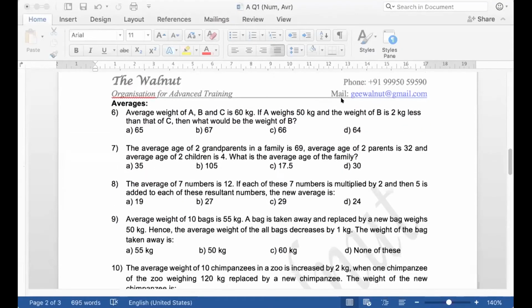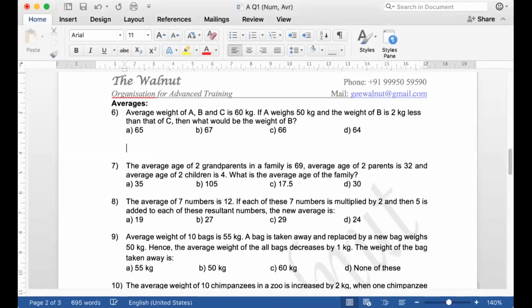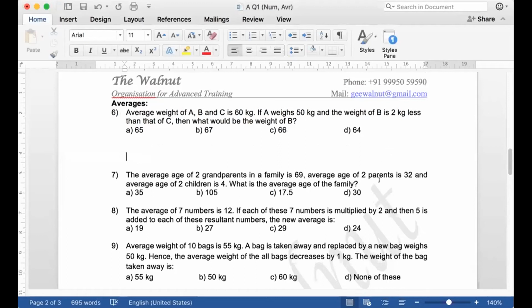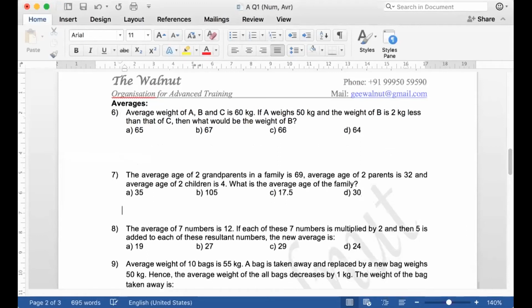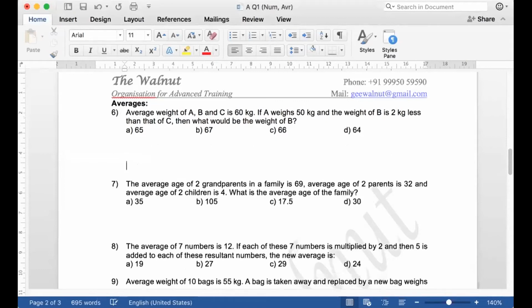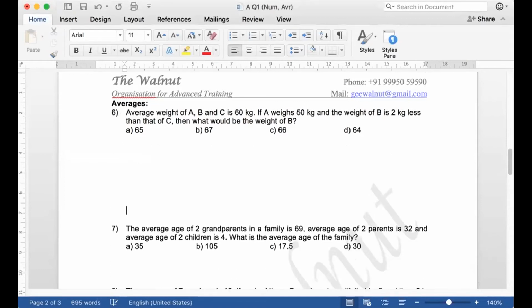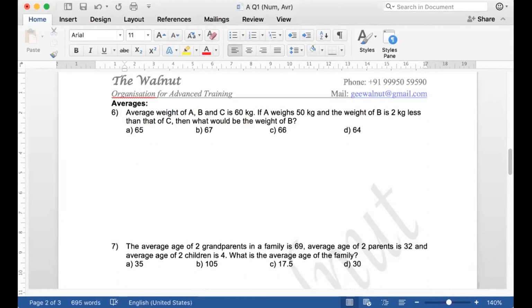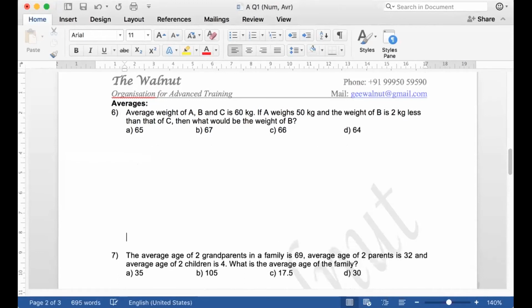Next one is average type of questions. I have given you an idea about average last time when we met, I think last week. So now this is the application of average type of questions. How do we apply those averages in these questions? Question number 6 and 7. Take a look at question number 6. I think you had the same question for your first test.